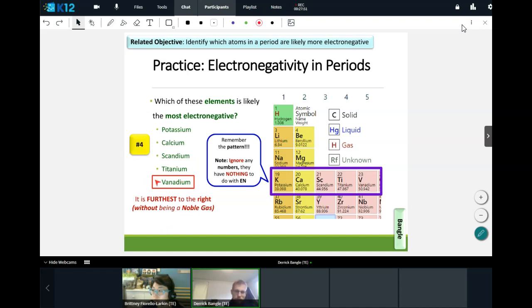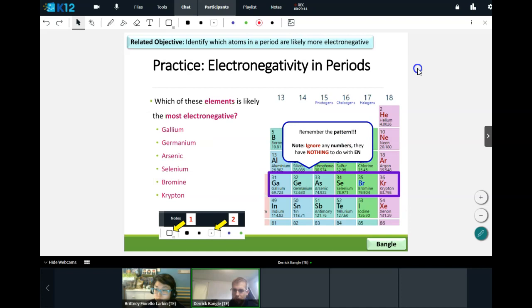Please go ahead and mark this for number 4 in your notes. Go ahead and raise your hand when you're ready to move on. And let's move on to some more practice. Okay, so now most electronegative from this selection. Remember, farthest to the right without being a noble gas. Remember that hint, as it will be important.